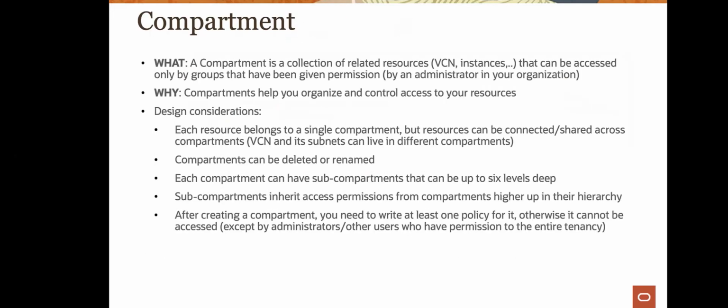And just so you understand a little bit better, again, we've talked about what and why, but here are a few design considerations. So although each resource only belongs to a single compartment, they can be connected, they can be shared. For example, you could set up a virtual cloud network or VCN, and it could have its subnets live in different compartments. So then, again, all of that networking is done, but then you can set it up in such a way that your people only have access to those individual compartments or subcompartments.